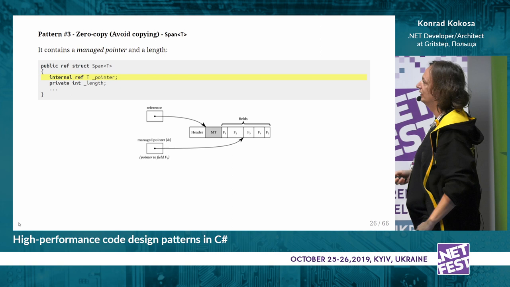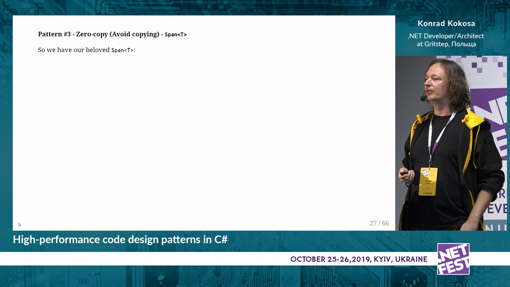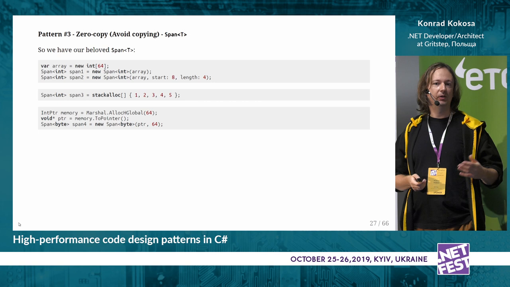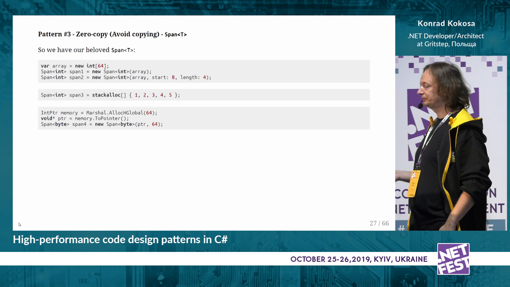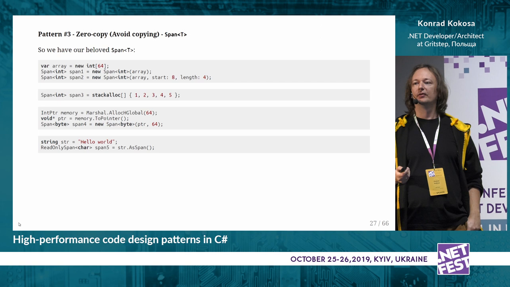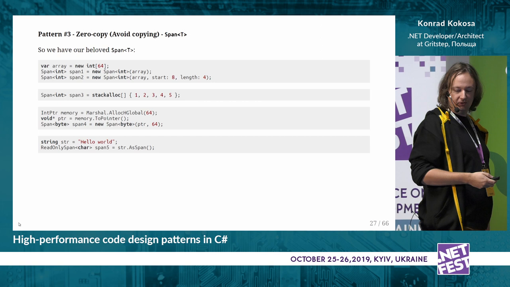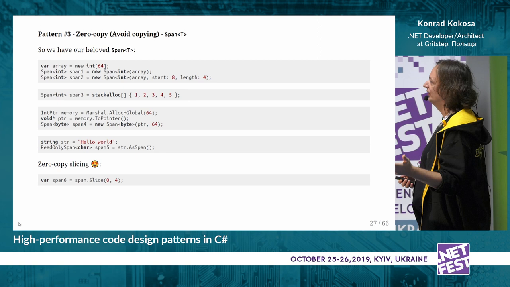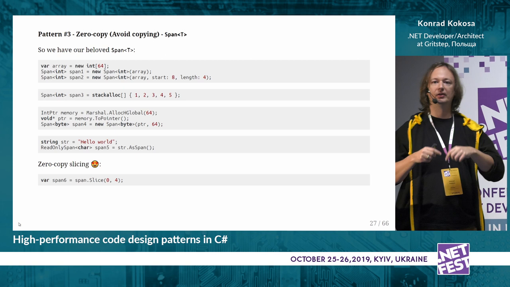Moreover, the beloved span can represent a lot of various types of data. It can represent regular arrays. It can represent stack allocated data, which I will describe later. It can represent unmanaged memory. In fact, it can represent any pointer, so it can be helpful when we are talking with unmanaged code. Also, it can represent strings. And no matter what type of memory the current span is representing, we can always use slicing. So we can slice arrays, stack allocated data, and strings, and all this will happen without copying memory. This is just creating a span that represents a smaller part of the original memory.